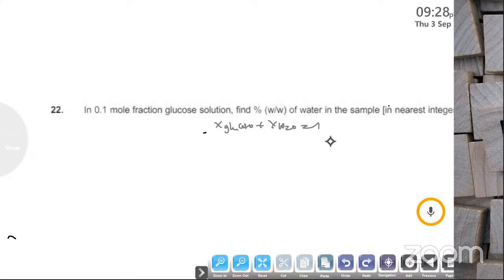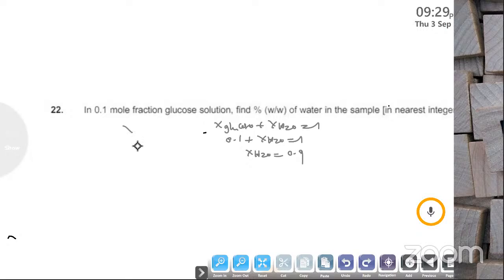This is a binary solution because two components are there, one is glucose, another one is water. Even if more than two components are present, the sum of the mole fractions is always equal to 1. Now the mole fraction of glucose is given as 0.1, so the mole fraction of water is 1 minus 0.1, which is 0.9.